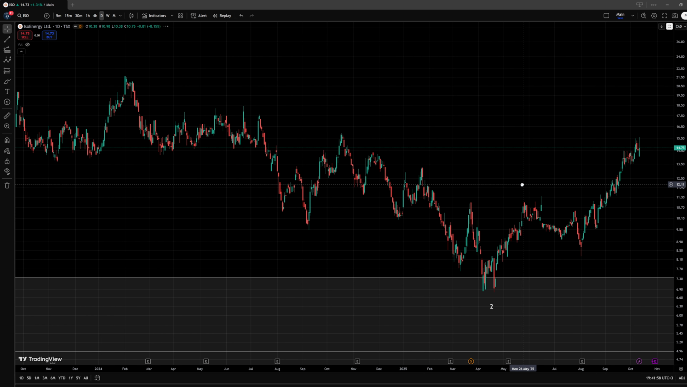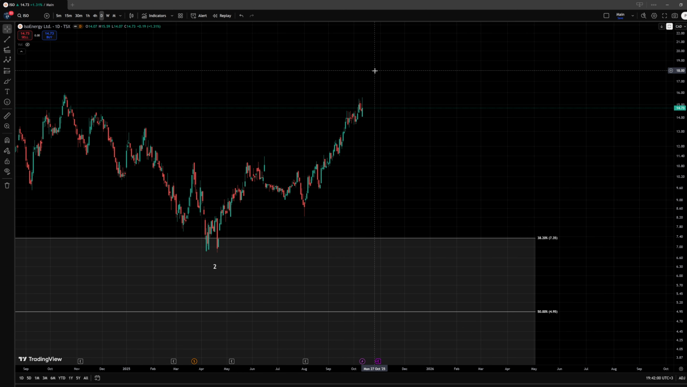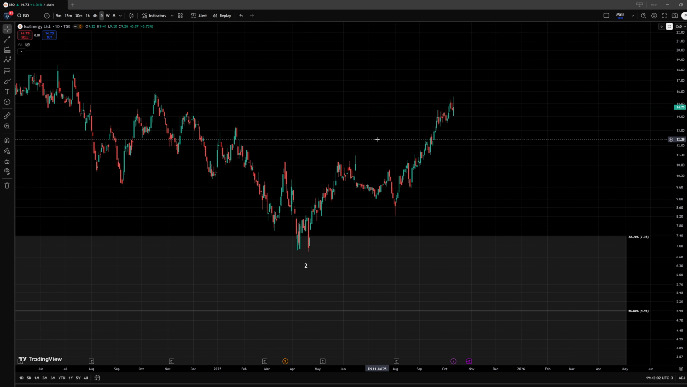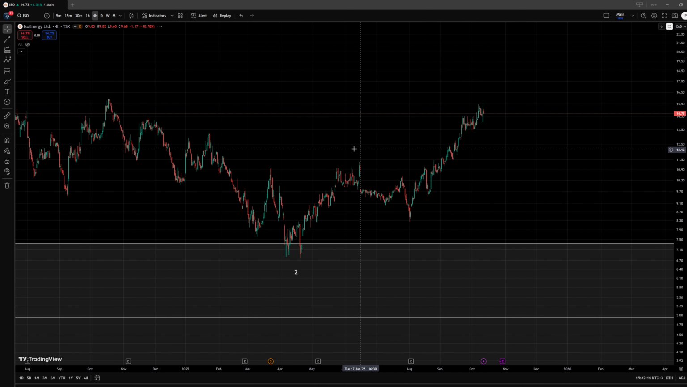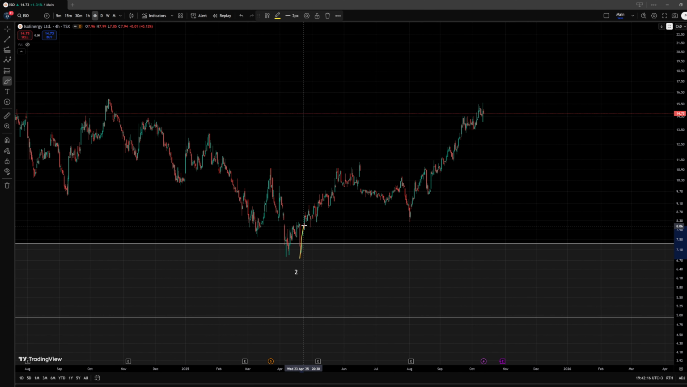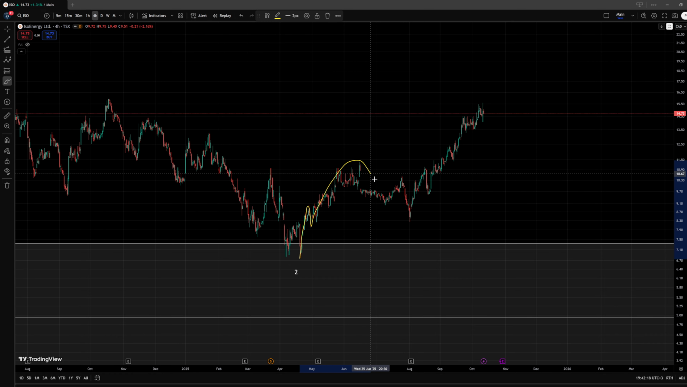Then we do also have the possibility to actually track this development as an impulse. Now this is much more fragile, so I would be careful of any such interpretation, especially if we break the support zone that I will provide you in a moment. But first let's go through the waves, and here I am tracking in that idea a 1-1-2-1-2 setup that has occurred in this area.